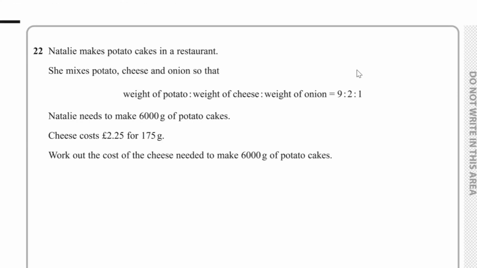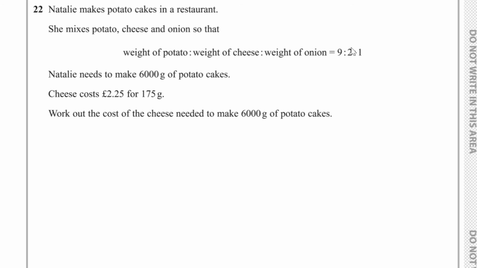Question number 22. We've got Natalie, who makes potato cakes in a restaurant. She mixes potato, cheese and onion so that the weight of potato to the weight of cheese to the weight of onion is in the ratio 9 to 2 to 1. Natalie needs to make 6,000 grams of potato cakes. Cheese costs £2.25 for 175 grams. We have to work out the cost of cheese needed to make 6,000 grams of potato cakes.